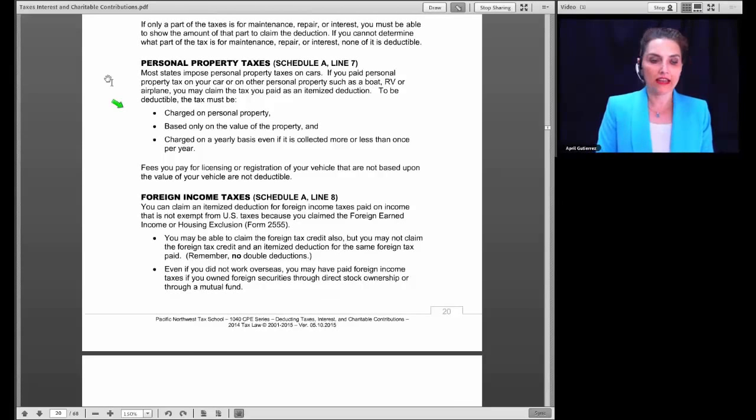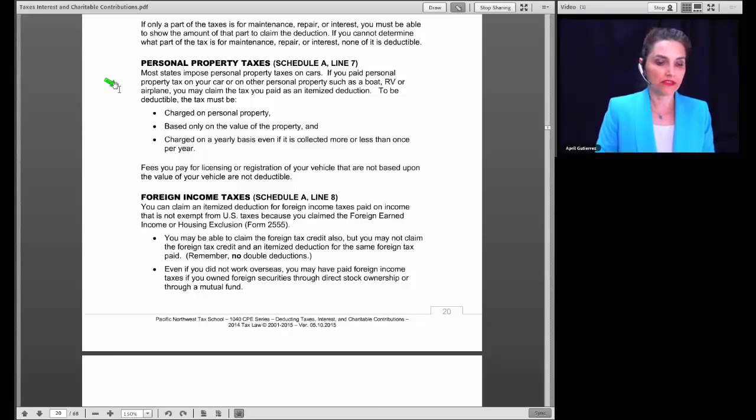Now let's take a look at line 7 of Schedule A, which is where a deduction for personal property taxes is allowed. Most states impose personal property tax on cars and planes and motorhomes, big ticket items like that. Most states also impose personal property tax on businesses, but if you are paying personal property tax on assets owned by your business, those would be deducted on your business return. So we're looking at personal property tax assessed on personal property that you use for personal purposes.